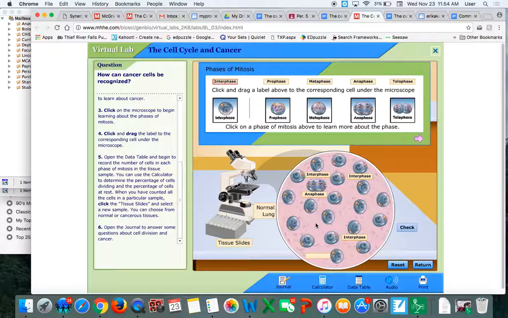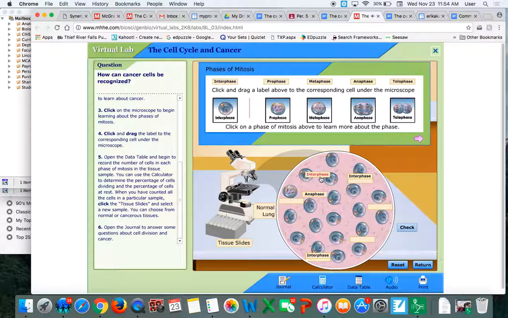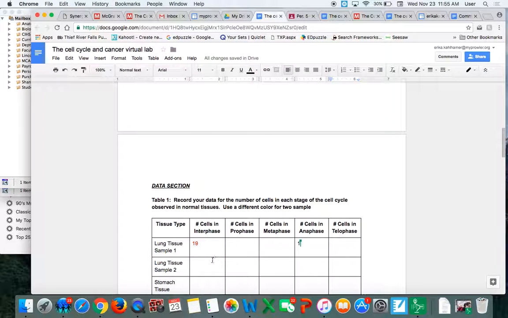I don't know why I can't do that. Well, it's not working. I'll do it again then. Interphase, interphase, interphase, interphase, and that would be prophase. Check my answers, and I would count, and I see 19 interphase and 1 prophase. So I would go here, 19 interphase, 1 prophase.